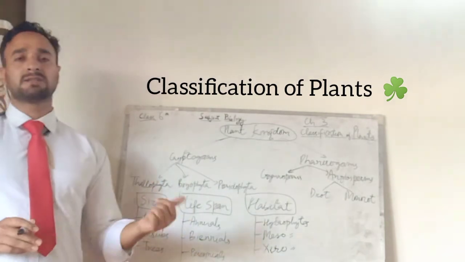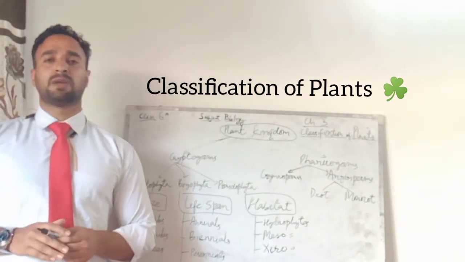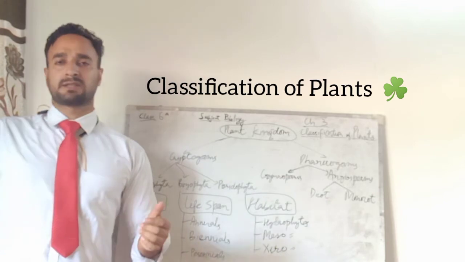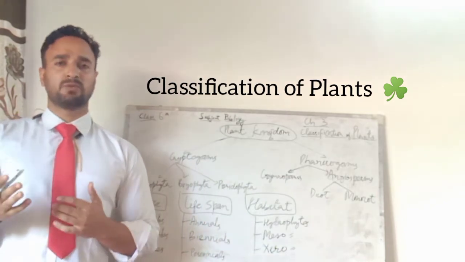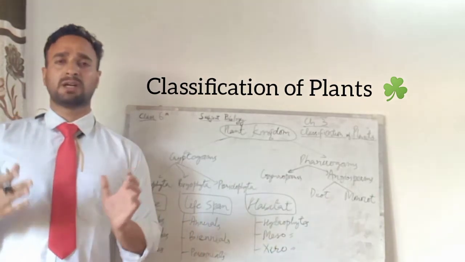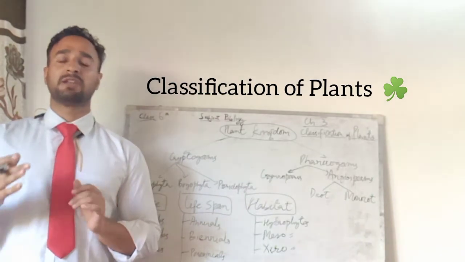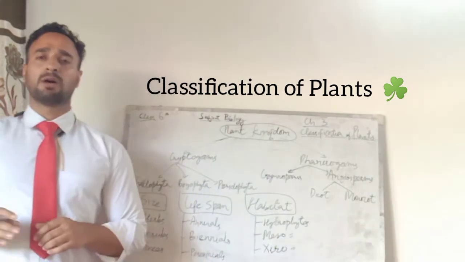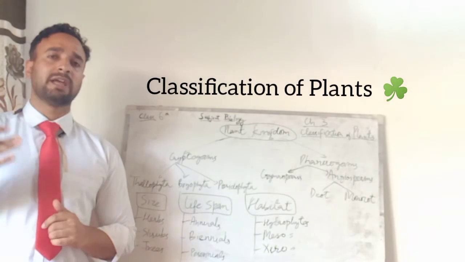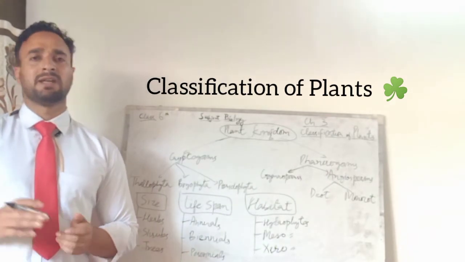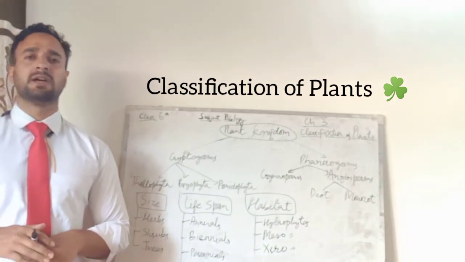And third is the perennials. Perennials are those plants which live for many years. Every year they produce flowers and fruits, but they do not die. They continue to live and grow throughout their life, and they have a lifespan of many years. Examples are eucalyptus, banyan, and chinar trees.